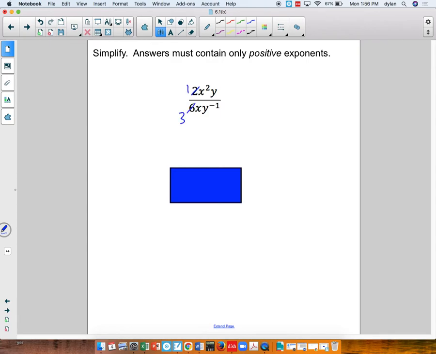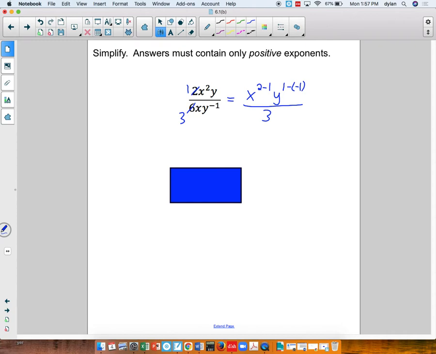Now with the exponents, we've got division, so we're going to subtract the exponents for all these variables. So this is the same thing as x to the 2 minus 1, y to the 1 minus negative 1, all over 3 in the denominator. I can ignore the 1 in the numerator because it's just a 1.